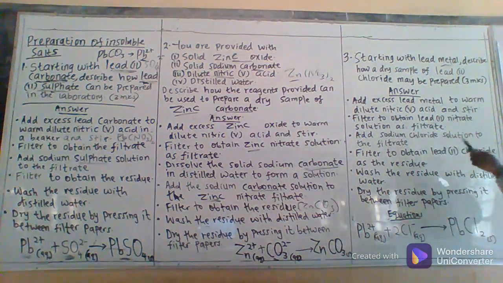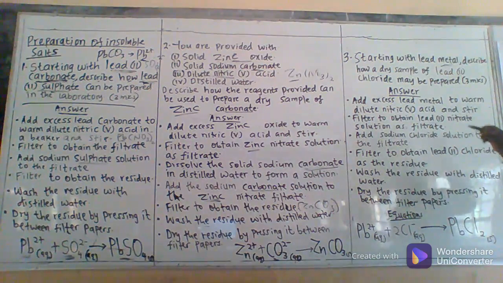A student can quickly think that because they want lead 2 chloride and I have lead, let me just react lead metal with dilute hydrochloric acid so that it gives me lead 2 chloride and hydrogen gas. Such a student should be reminded that when you react dilute hydrochloric acid with lead metal, it's going to form lead 2 chloride, which is insoluble. So it's going to coat the lead metal, preventing further reaction. So we cannot use the method of reacting an acid with a metal because this lead 2 chloride is insoluble in water. So that's why we are still going to use the double decomposition or precipitation method.